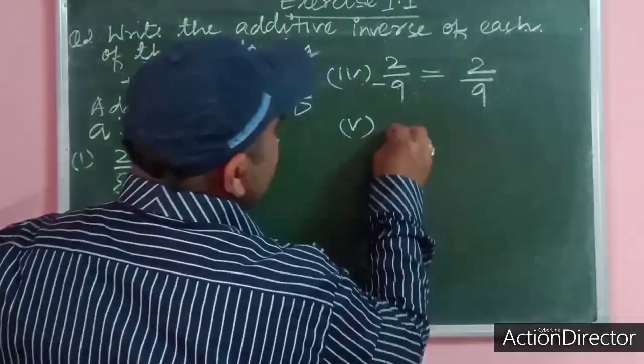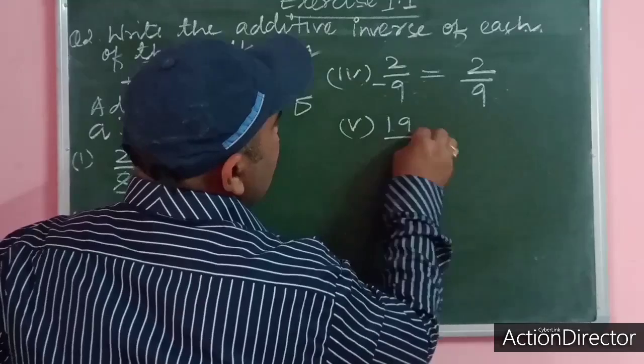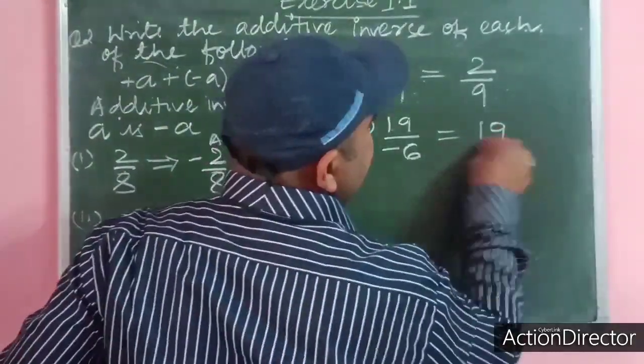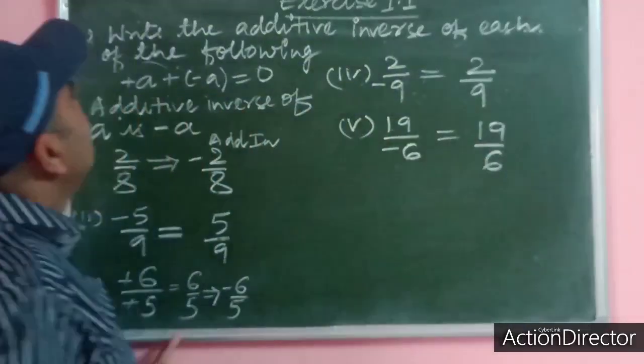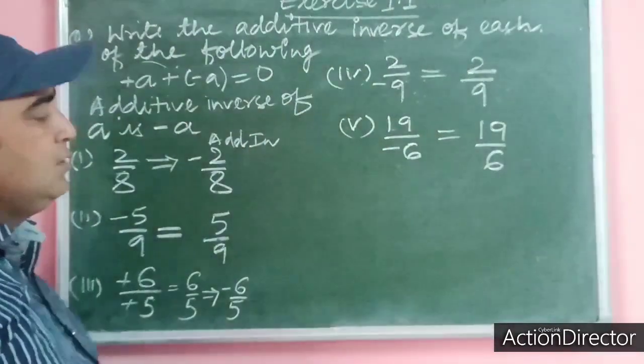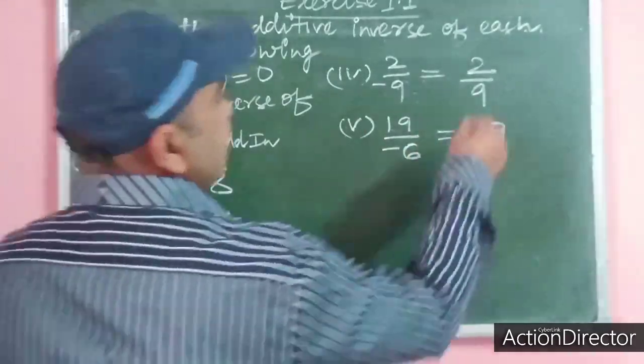Fifth is 19 upon minus 6. This is minus, so its additive inverse will be 19 upon 6. This is question number 2. 19 upon minus 6, the additive inverse of this is 19 by 6.